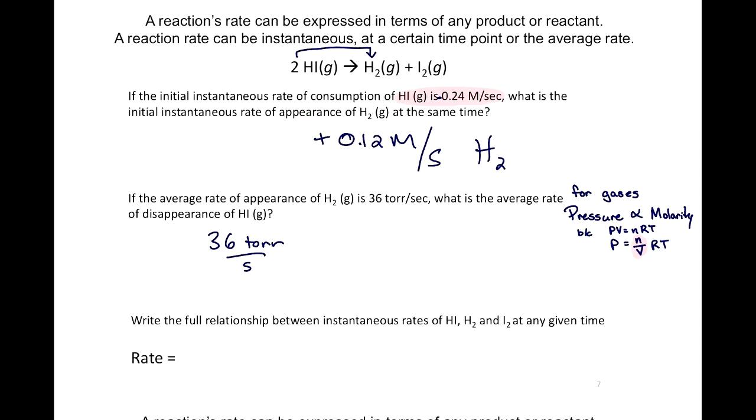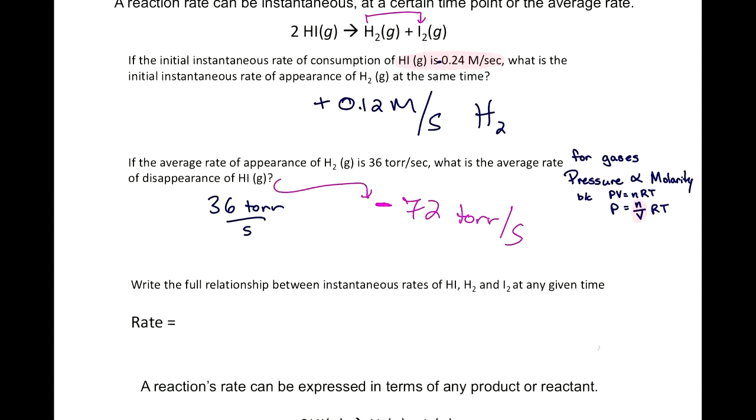So if H2 is appearing at 36 torr per second, how will the rate of disappearance of HI change? It's by a factor of 2, it's going to be double. So we're actually going to see a negative 72 torr per second. If H2 is appearing at 36 torr per second, you have to consume twice as much HI at the same time in order for that to happen. So we have to double the rate there.